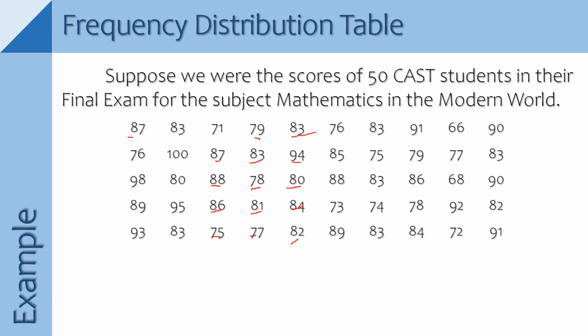80, 84, 82, 76, 85, 88, 73, 89, 83, 75, 83, 74, 83, 91, 79, 86, 78, 84, 66, 77, 68, 92, 72, 90, 83, 90, 82, and then 91.